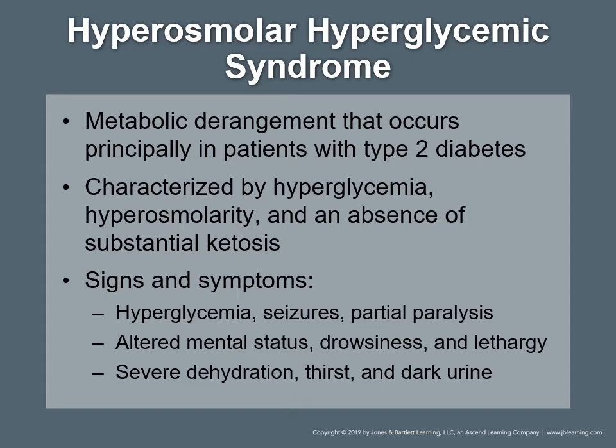Key signs and symptoms of HHS include hyperglycemia, altered mental status, drowsiness, lethargy, severe dehydration, thirst, and dark urine, visual or sensory deficits, partial paralysis or muscle weakness, and seizures. The clinical features of HHS, or HONK, and DKA tend to overlap and are often observed simultaneously. HHS or HONK often develops in patients with diabetes who have a secondary illness that results in reduced fluid intake. Patients with HHS or HONK do not experience ketoacidosis. Table 21.3 compares hyperglycemic conditions.